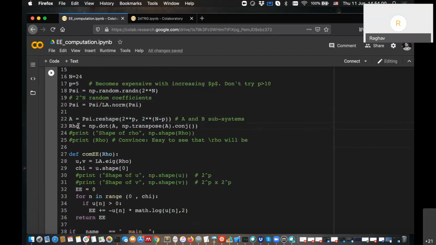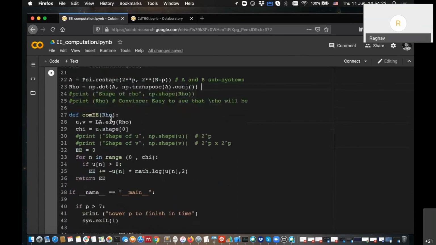And then I compute rho, which is just the dot product of A with the transpose conjugate of A, right? This is constructing rho, because for rho we have a bra and a ket, so they're related by the transpose conjugate. This is how we construct rho. And then we compute the entanglement entropy of this rho. How do we do that?